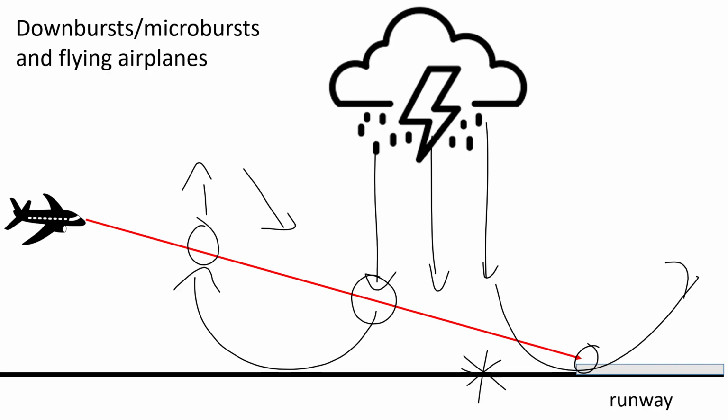So one of the reasons why, if you've ever been to the airport and they stop the flights, they hold the planes, or they won't let you land, it's because of these downbursts and microbursts. You're not ever really 100% sure when they're happening and how strong they are. So they don't take chances flying planes usually in thunderstorms.